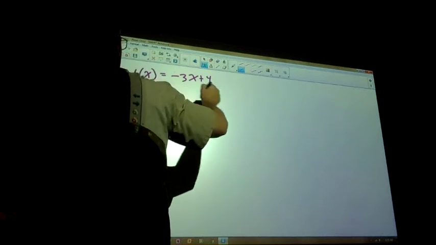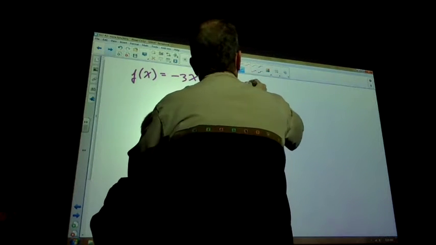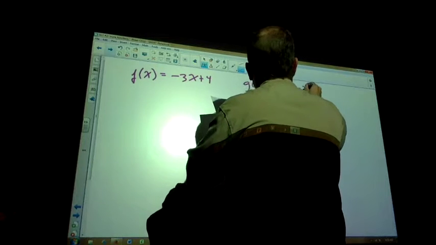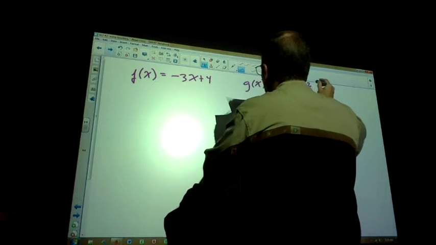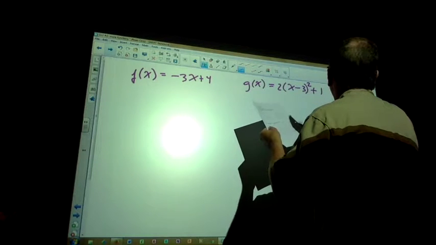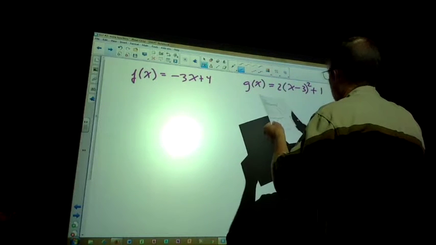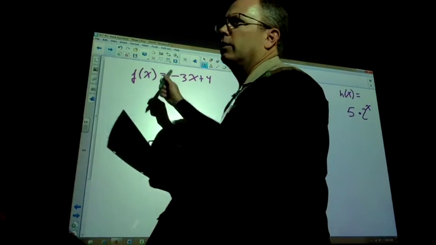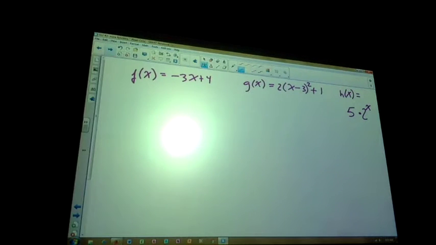What kind of notation is this called? This is called functional notation. f of x, g of x, h of x. It's the same thing as saying y equals. We're just writing it in notation.